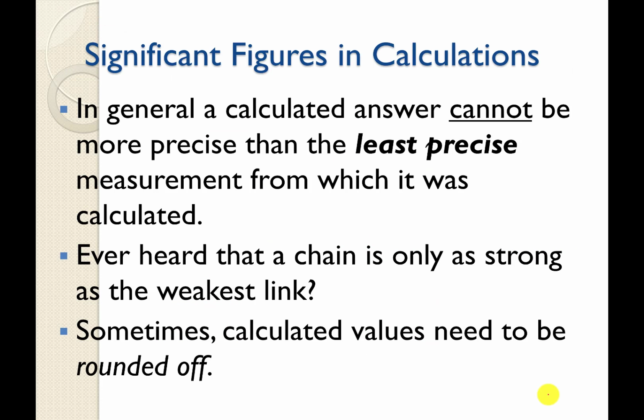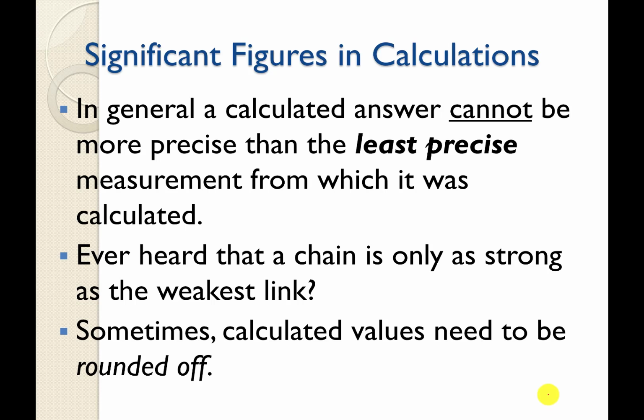Now that we've talked about how the scientist communicates the number of significant figures in the measurements they communicate, we need to talk about how we use those significant figures in calculations. This is the most important part. And there's 2 major rules. There's completely different rules for addition and completely different rules for multiplication. But the general principle is this: the calculated answer cannot be more precise than the least precise measurement from which it was calculated.